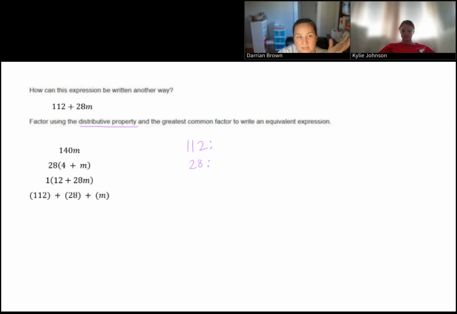The only two I see that look like that are B and C, right? The other two, they don't have any way to distribute anything in those expressions. So we know those can't be right. So between B and C, you can reverse work the problem out and see if it comes out to what your original problem was, which was 112 plus 28M. Okay, let me show you what that looks like.